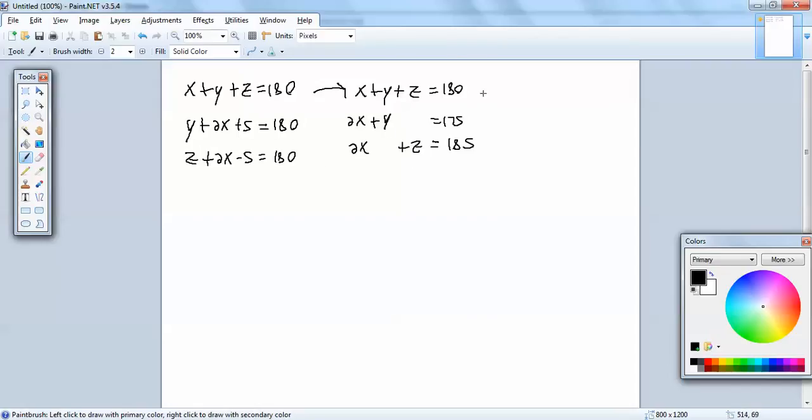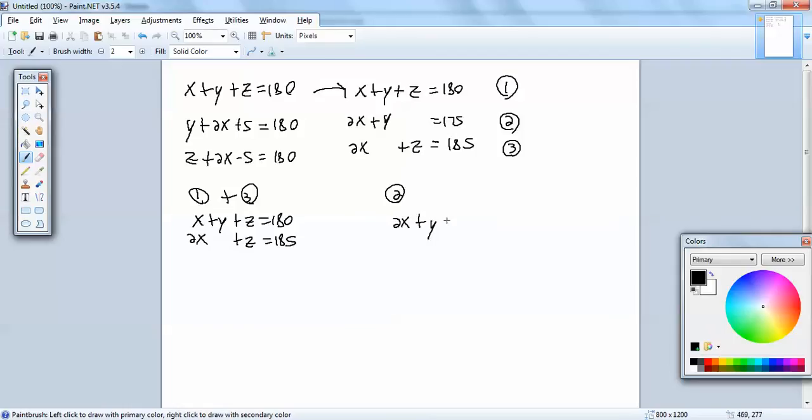Okay, now we want to solve this system of equations. We'll eliminate the z's first. Here's our first equation, second equation, third equation. So I'm going to group the first and third together. So I got x plus y plus z is equal to 180. 2x plus z is equal to 185. Now our second equation already has the z eliminated, so that's perfect. We don't need to touch it. We'll be working with that later.